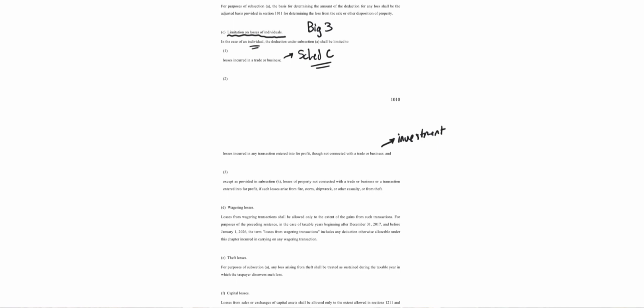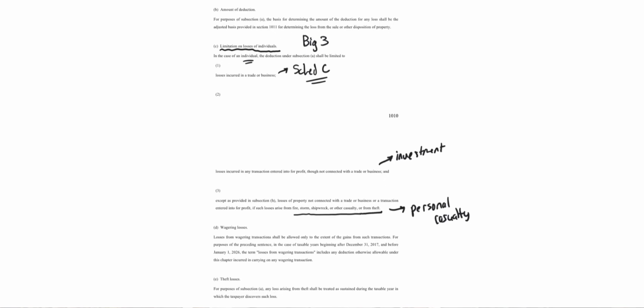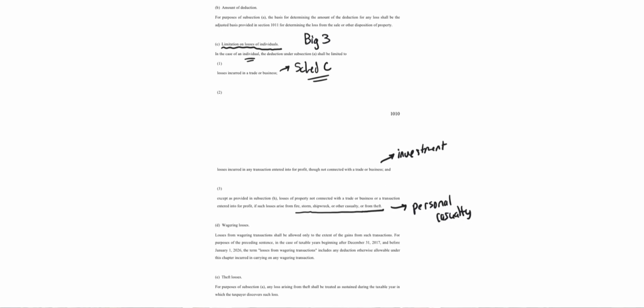And 3, except as provided in subsection H, losses of property not connected with trade or business or transaction entered into for profit, if such losses arise from fire, storm, shipwreck, or other casualty, or from theft. So it's saying that personal casualty losses, so from casualty events. So from this, what it's saying is that, hey, individuals are limited. Individual type taxpayers are limited.